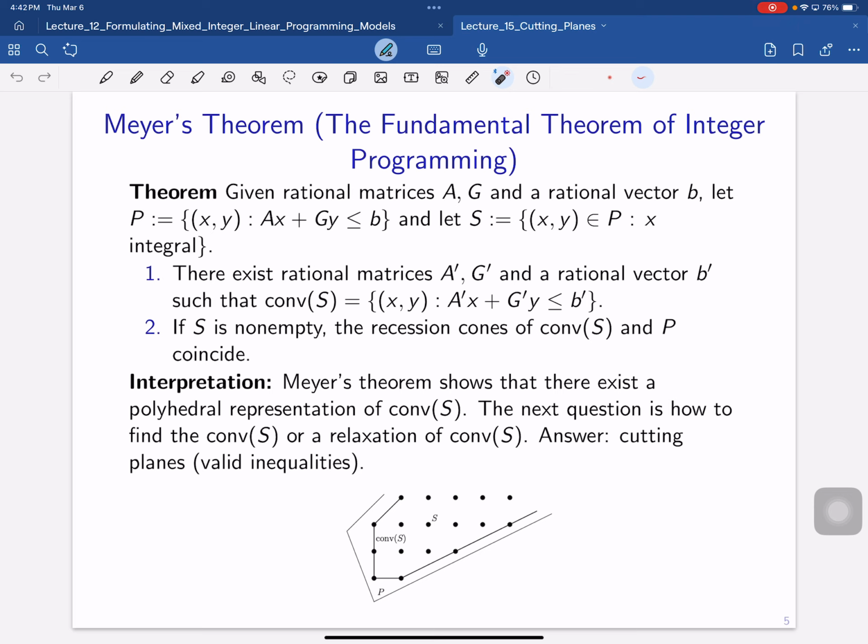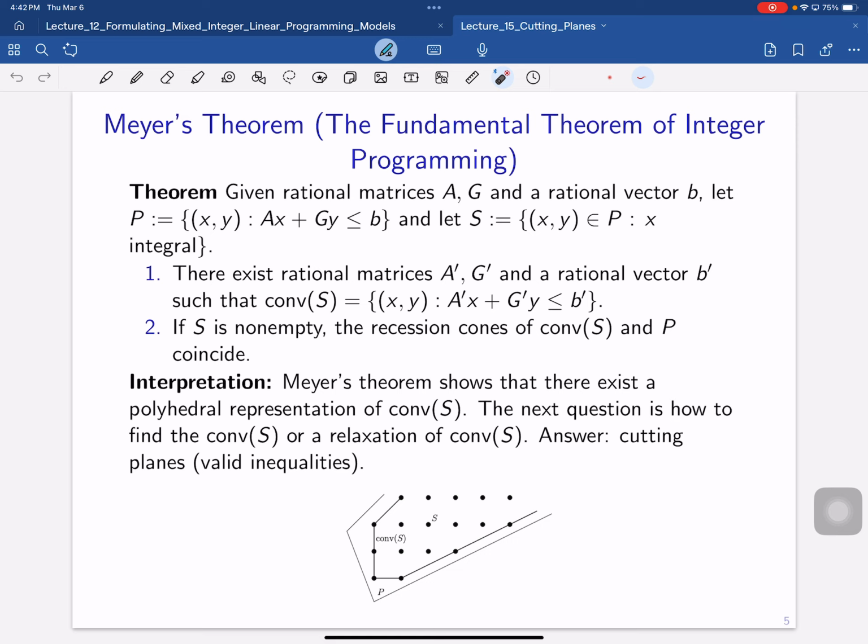It's a general mixed integer linear program set, right? So the theorem says if you want to describe the convex hull of S, it can be described by a polyhedral set, A'x + G'y ≤ b', and all those matrix and vector entries are rational numbers. Right? Again, Meyer's theorem is not an algorithm. It's just an existence theorem. Right? It says for any mixed integer linear program whose data are described by rational numbers, its convex hull is a polyhedral set, and all the entries of the matrices and vectors are also rational numbers. It is an existence theorem.